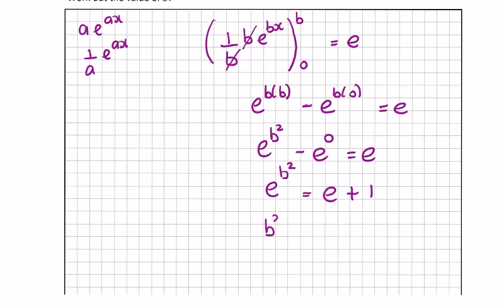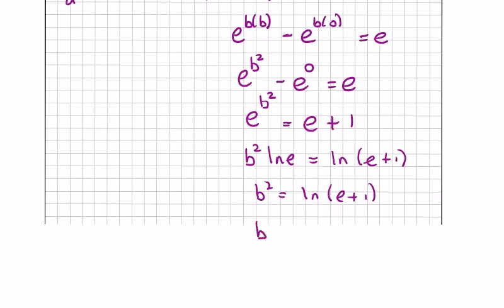So we could just use our rules of natural logs. b squared by the natural log of e, which is equal to 1, is equal to the natural log of the right hand side. So b squared is equal to the natural log of e plus 1. Put that into your calculator maybe and get a decimal. b is equal to the square root of this for part 3. So maybe easier than it seemed. I suppose it's going to reward those that didn't panic.